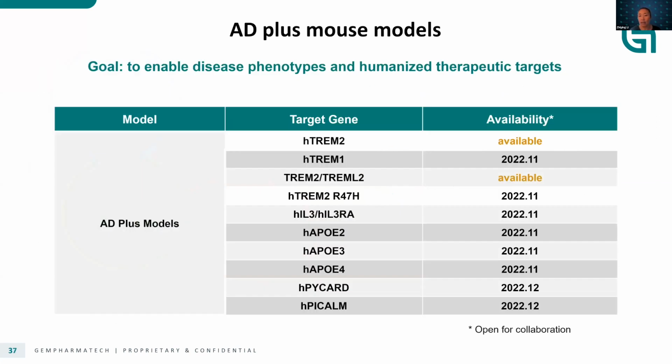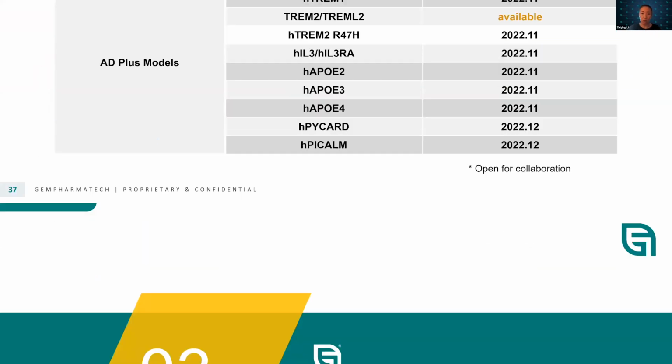So with that as our goal, we have initiated several strains where we're introducing wild-type human alleles or some mutant alleles into the mouse. So this is the current status of that AD plus mouse model project.